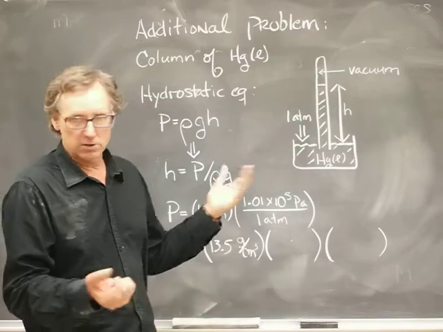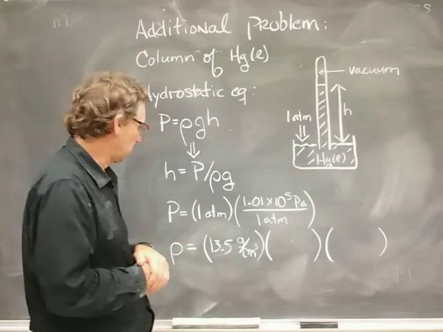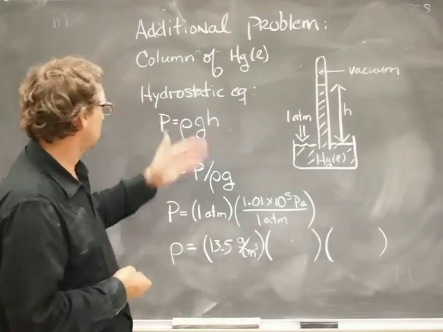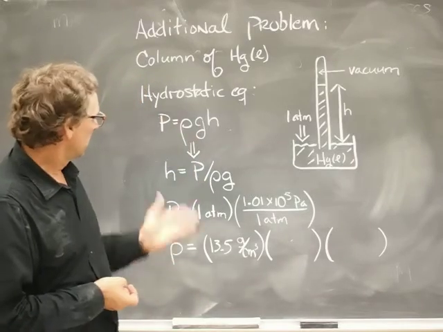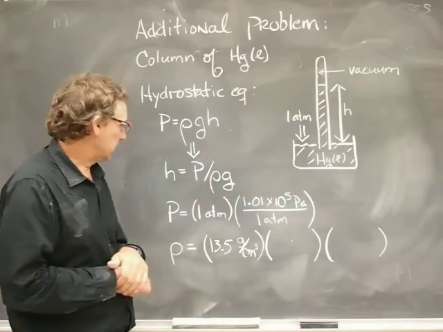So the first thing to do, since what you want to know is that height, is to solve this algebraically for the height. That's pretty easy. Just divide by rho g on both sides. So I've got that. Now we want to actually do a calculation.